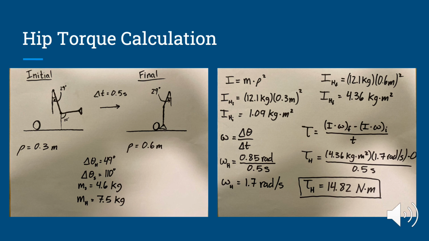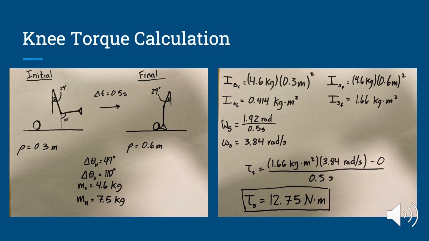So first, in order to solve this, we solved for the inertia, which is mass times radius of gyration squared. So we did 12.1 kilograms times 0.3 meters squared, and we did this for initial and final. And then we solved for angular velocity, which is the change in the angle over change in time. We converted the angle into radians, which is 0.85 radians, and got an angular velocity of 1.7 radians per second. And then in order to solve for torque, we did inertia times angular velocity final minus inertia times angular velocity initial, over time, and got 14.82 newton meters.